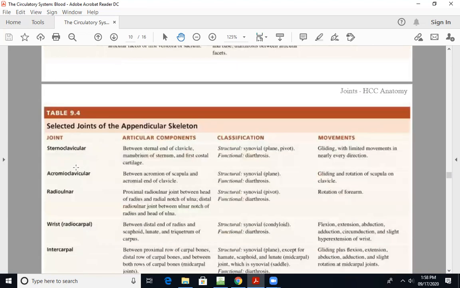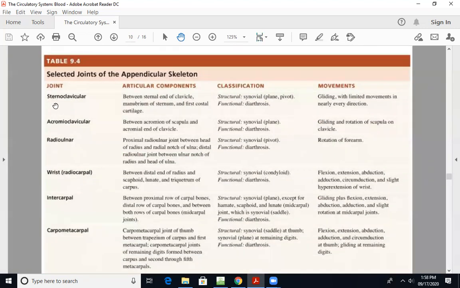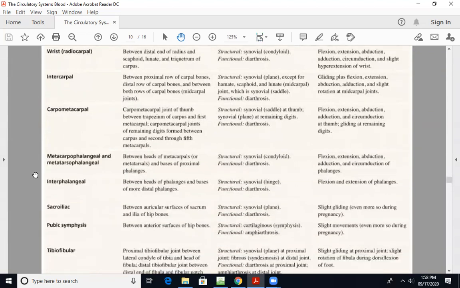Same thing, we talked more about some of these, what we call joints of the appendicular skeleton: the SC joint, sternoclavicular; AC joints, acromioclavicular; radiocarpal, I just mentioned, which is the wrist.